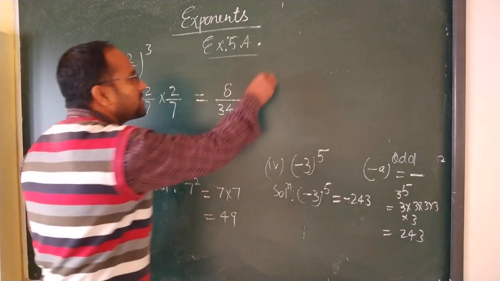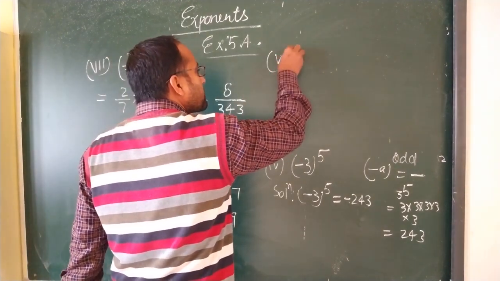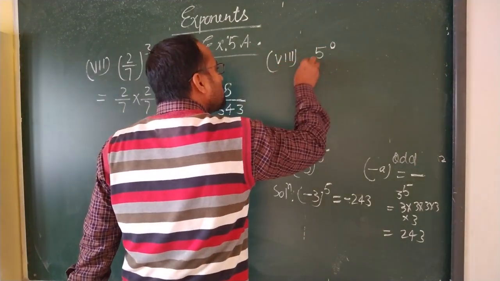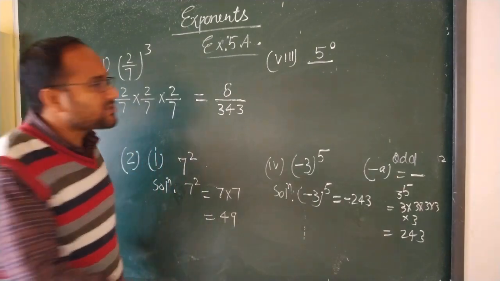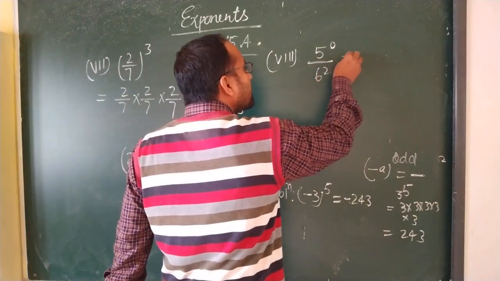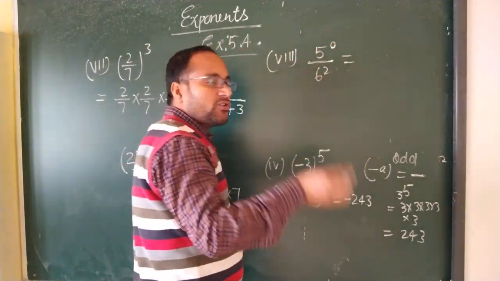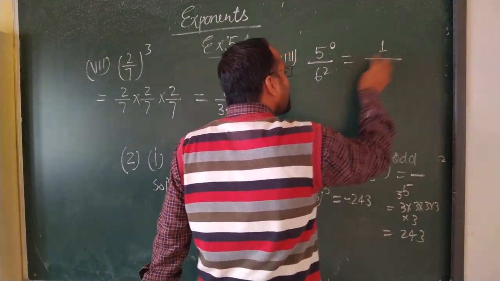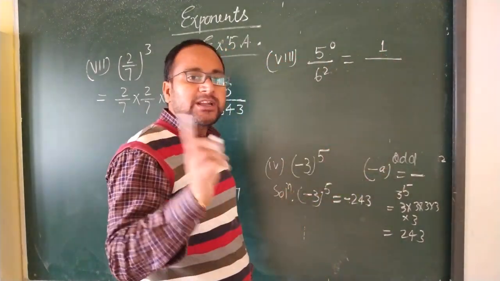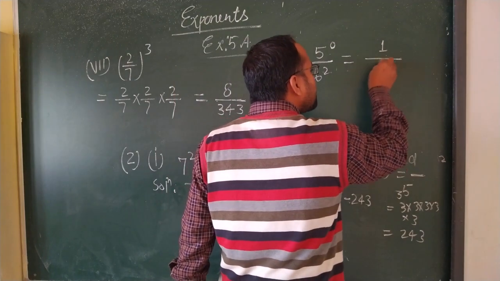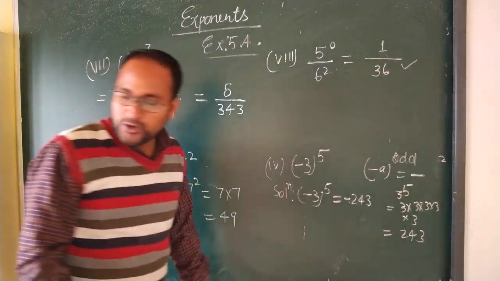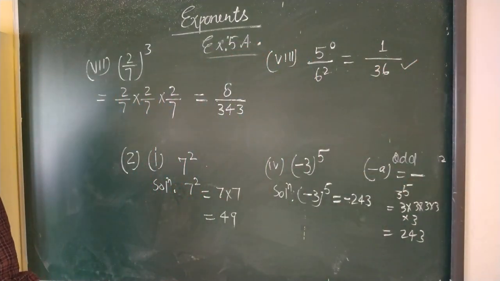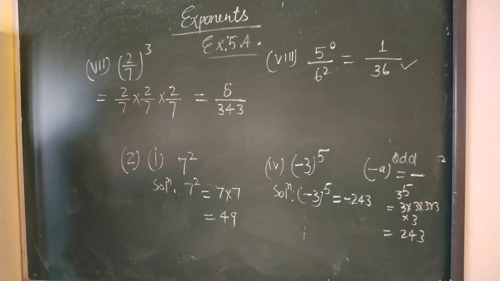Question number 8, you will see this one. 5 to the power 0 upon 6 to the power 2. You know that any number with power 0, its value is always 1. And 6 to the power 2 means 6 is multiplied into 6. You will get 36. Your answer is 1 upon 36, students. Any problem, students? Your answer is 1 upon 36.